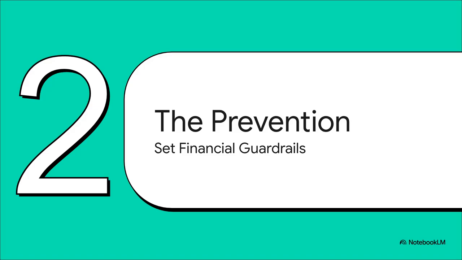Okay, so playing detective is great for figuring out what went wrong. But you know what's even better? Preventing it from happening in the first place. So let's switch gears from being reactive to being proactive. It's time to set up some financial guardrails using alerts and budgets.